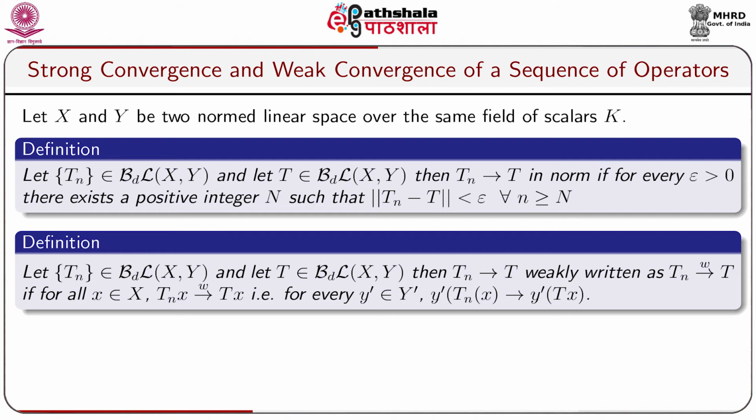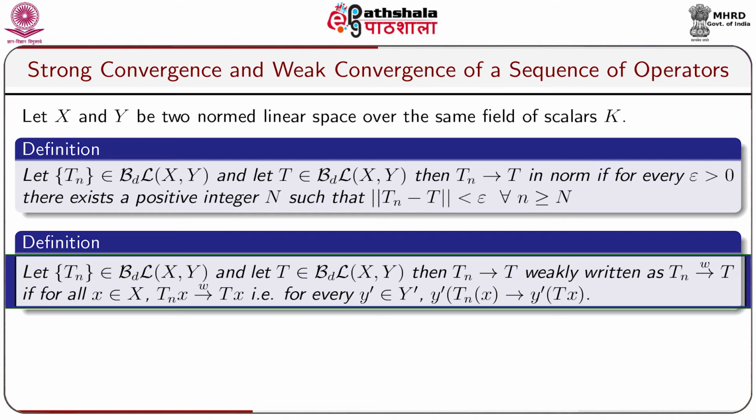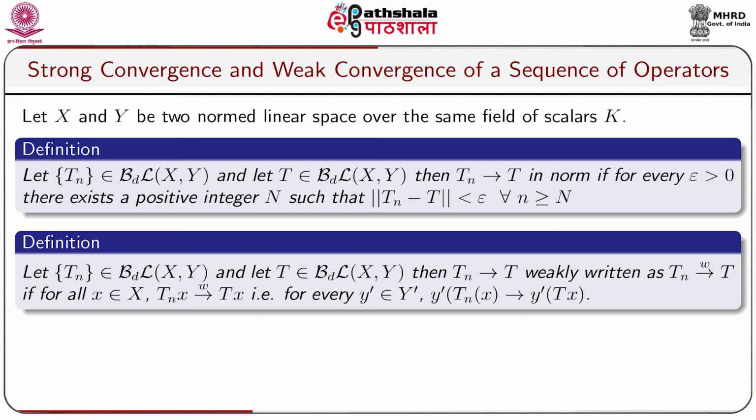Let us take another definition. Let the sequence Tn belong to B(X,Y) and let T belong to B(X,Y). Then Tn converges to T weakly, written as Tn goes to T weakly, if for all x belongs to capital X, Tn x converges to Tx weakly, that means for every y dash belongs to capital Y dash, y dash Tn x converges to y dash Tx.